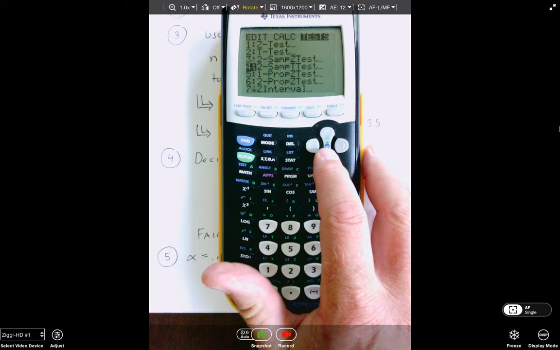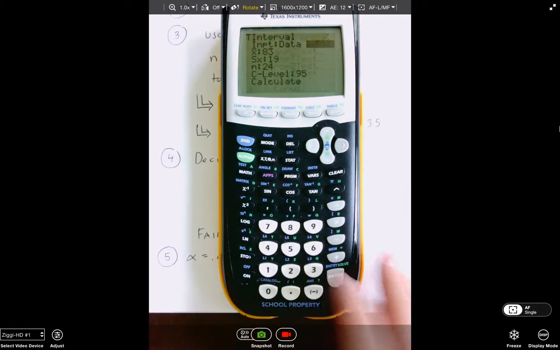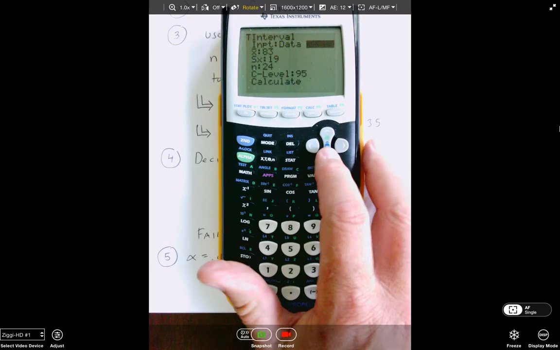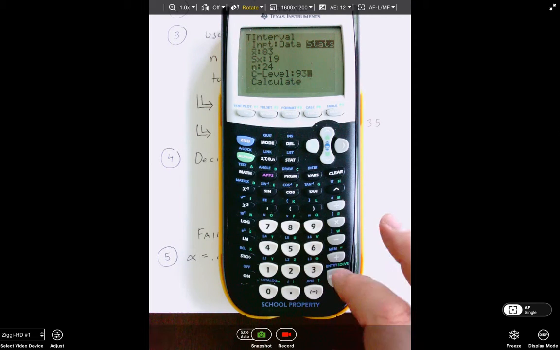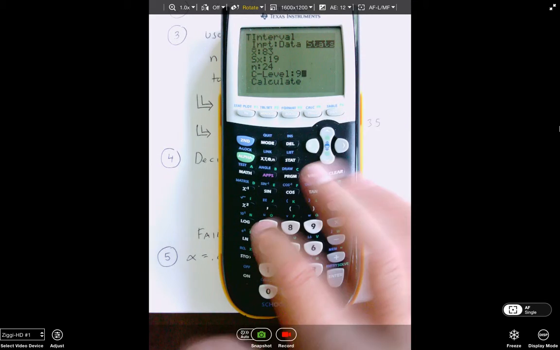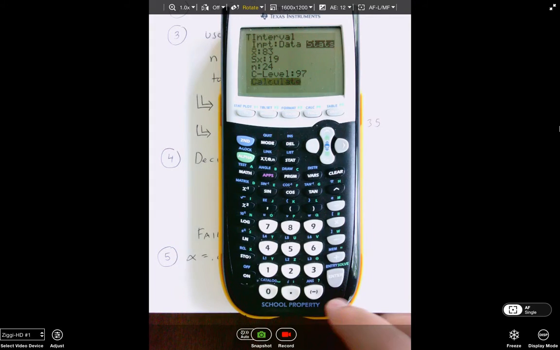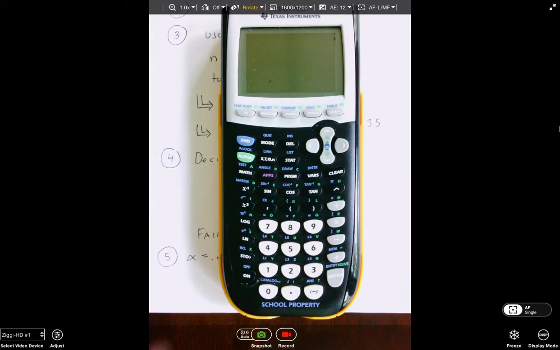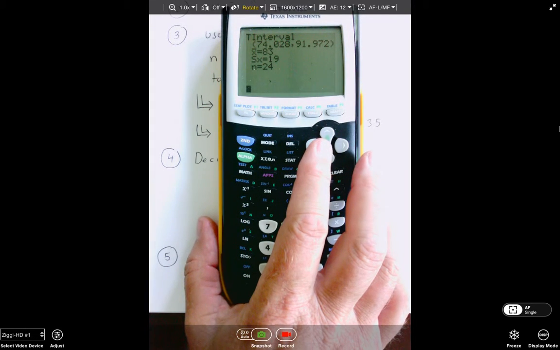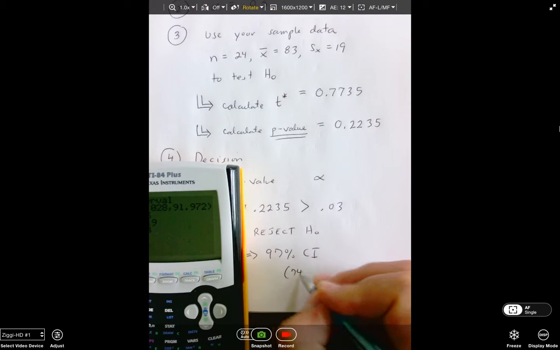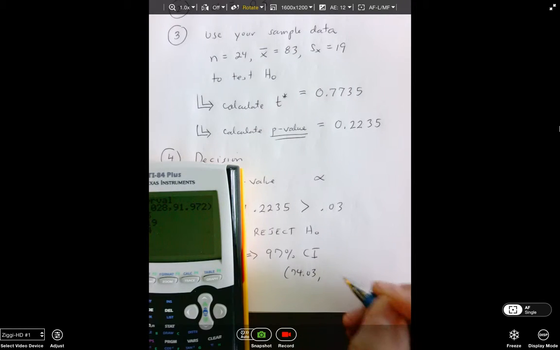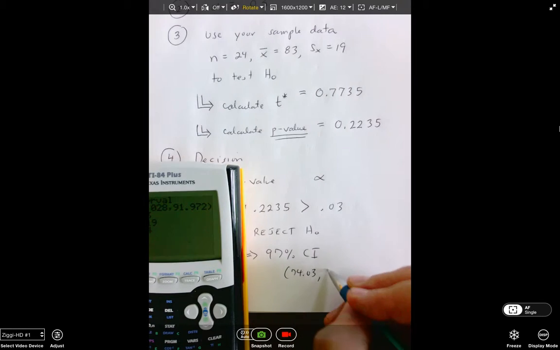Now some people will say, hey, you're doing a one-tailed test, yada, yada, yada. And I'm going to show that in just a second. But confidence level 97. So the 97% confidence interval will be 74.03 up to 91.97.